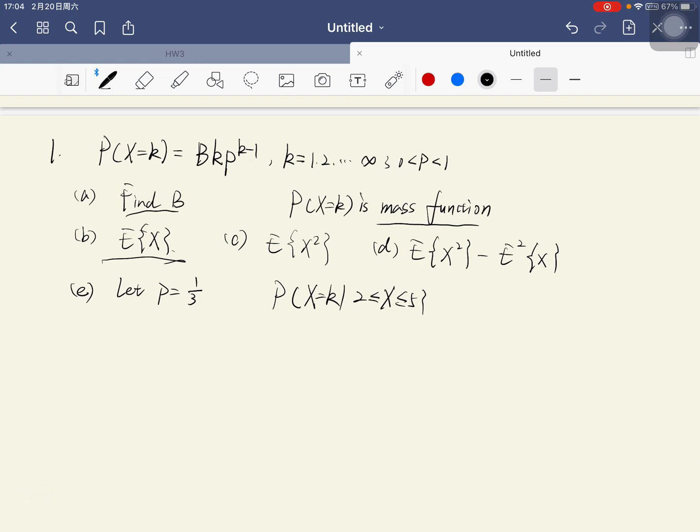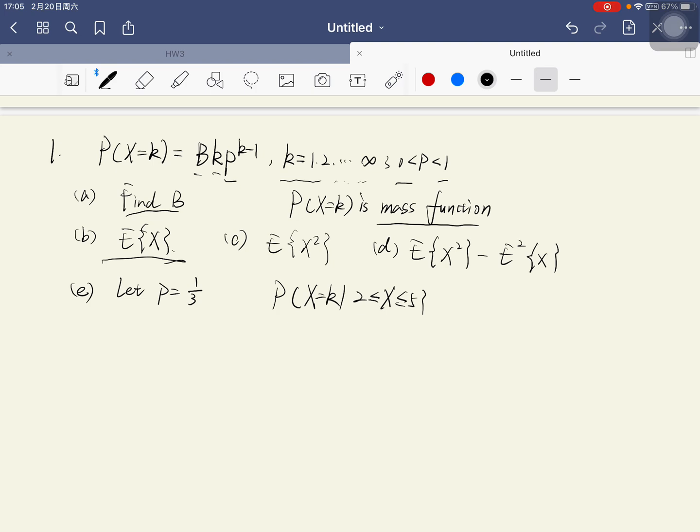This is question 1 of homework 3 in the course Probability and Stochastic Process. In this question, the probability of X equals k is equal to b times k times p to the power of k minus 1, where k is 1, 2, 3, up to infinity, and p is bigger than 0 and smaller than 1.